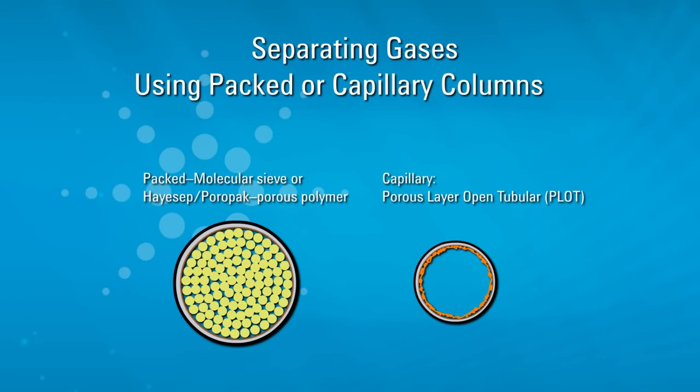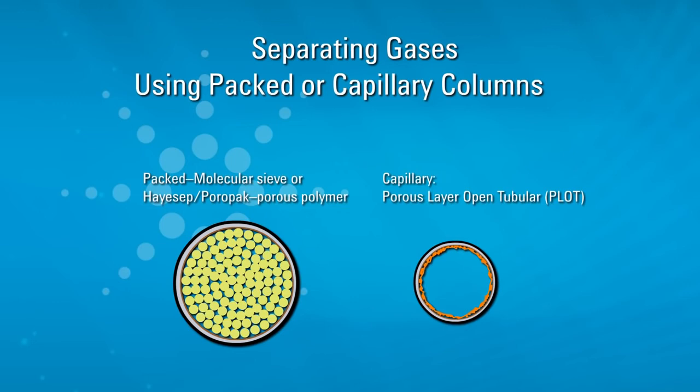A molecular sieve is a material containing tiny pores of a precise and uniform size that is used as an adsorbent for gases. Used in GC, the molecular sieve column will separate light fixed gases while adsorbing water, carbon dioxide, and heavier hydrocarbons. HayeSep or PoraPak columns are comprised mainly of porous polymers and are used to separate very light hydrocarbons.